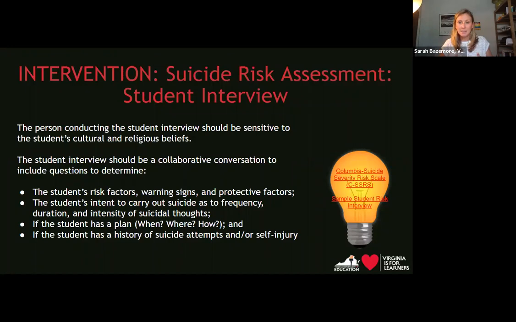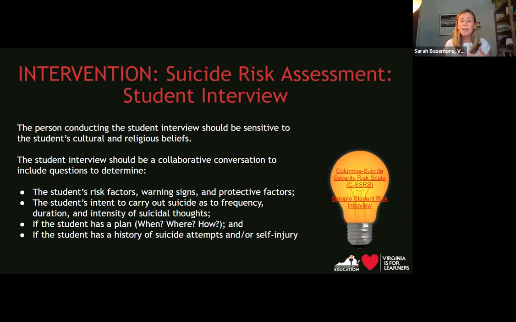So the student has been identified, and now we're moving into that student interview piece. And this is not a fun conversation to have with a kid. Let's just go ahead and put that out on the table. It's uncomfortable to ask them some of these questions, but it is so important that we do, and that we do this interview well. I know that I always have to take a deep breath before I directly ask a student if they are thinking about taking their life.